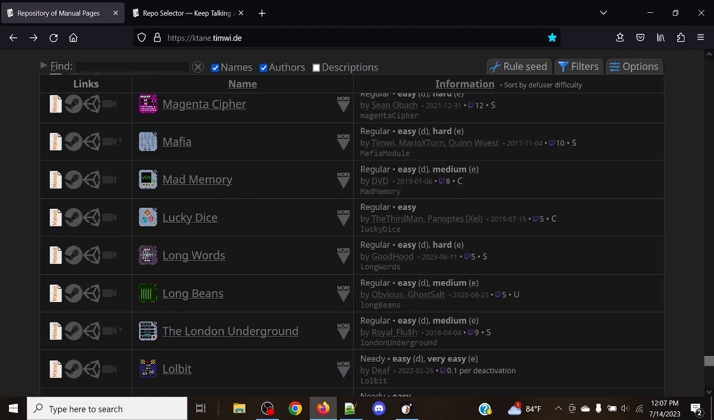Now, there are these little letters that will give you what the Souvenir support is. In this case, S means supported. This module is included in Souvenir support. C is for consider. It's a candidate, rather. This module may be considered a candidate for inclusion in Souvenir.